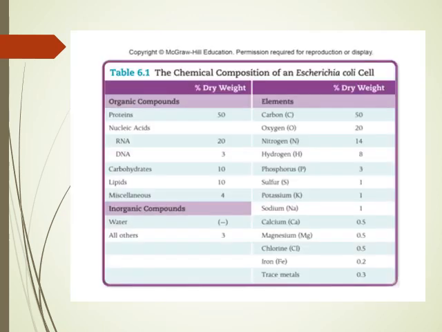Now let's have a look at the chemical composition of a bacterium. So this one is an E. coli cell. So what does it have? It has organic compounds, which are proteins. Proteins are present in the membrane structure, and of course enzymes and so on. It has nucleic acid, the DNA, right? The chromosome, the genetic materials. We have carbohydrate, lipids, and other things. So those are organic compounds. Also, we have the inorganic compounds, so water and others.